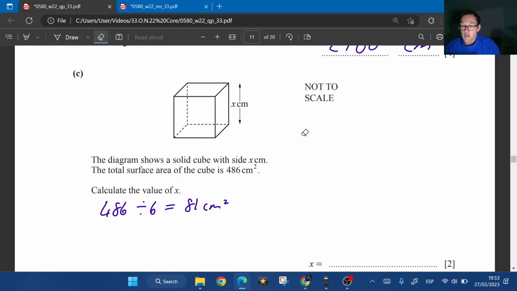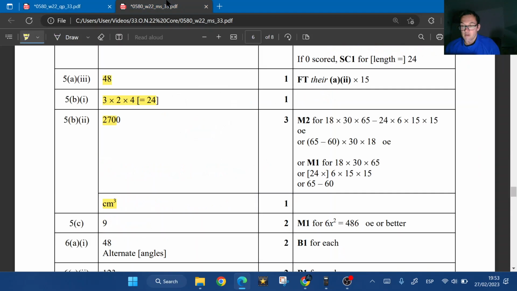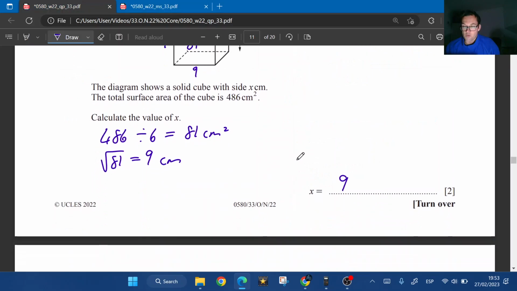So now what we got is the area of a square. How do you work out the side of a square from its area? You square root it. So what we need to do now is to square root the 81, and that gives us 9 centimeters. So that means the side length is always 9. So that's it. X is 9. Oh, they got a fancy formula there, or equivalent or better. I'm sure I'll get full marks for my working out.